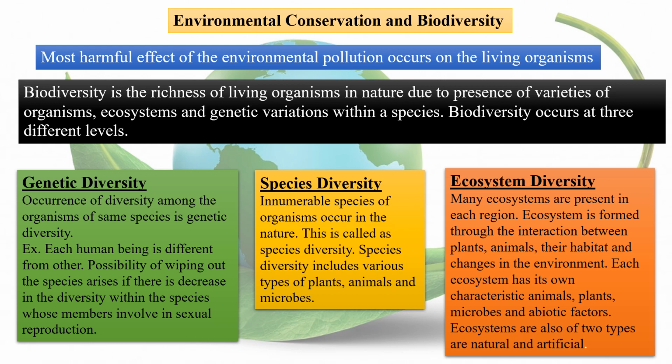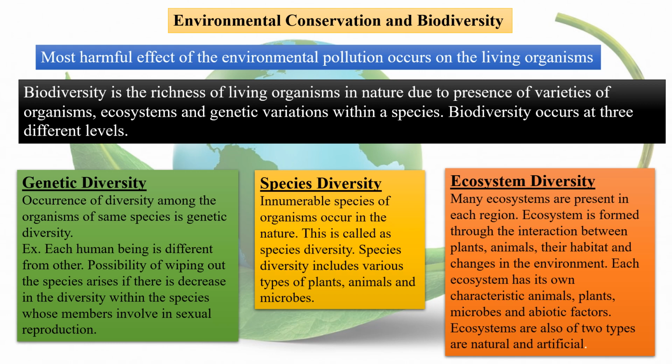Next is species diversity. Species diversity means the innumerable species of organisms occur in nature. बहुत सारे species present है of the same organism. Like if I talk about mango plant, मैंगो का जो झाड़ है, अगर हम लोग मैंगो की वैरायटीज देखेंगे तो कितने सारे वैरायटीज है ना? तो those are all different species of that mango. समझ में आई बात? This is called as species diversity.